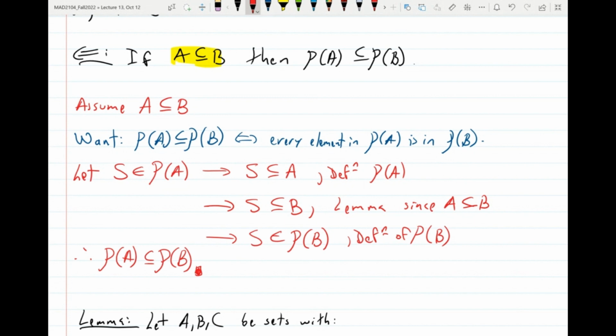Remember, this is not part of the proof. This is what is in your mind. This is your guide. To get this, I need to do this. In other words, I need to show that if you have an element here, it has to be here. That's what this is saying. And that's what it did, right? We start with an element in the power set of A, and then you want to argue somehow that that same element has to end up in the power set of B. If you manage to do that, then you're good to go. Yes? All right. Questions?